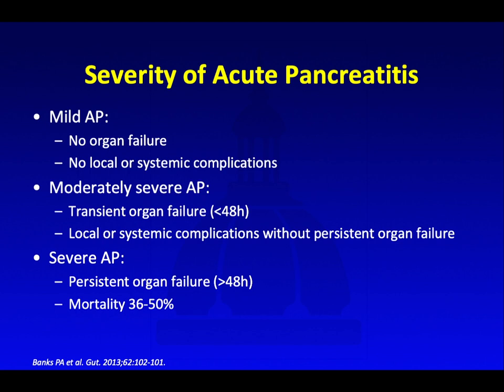In patients with moderately severe acute pancreatitis, they may experience transient organ failure that will resolve within 48 hours, and they may develop local or systemic complications without persistent organ failure. In patients with severe acute pancreatitis, they develop persistent organ failure lasting more than 48 hours, and there is a very high associated mortality of up to 50%.